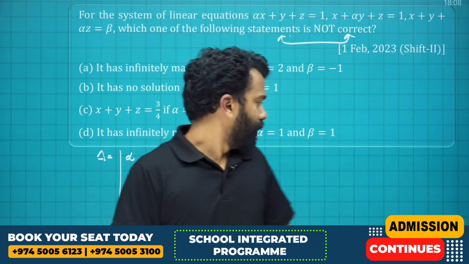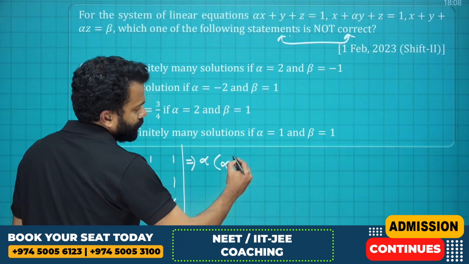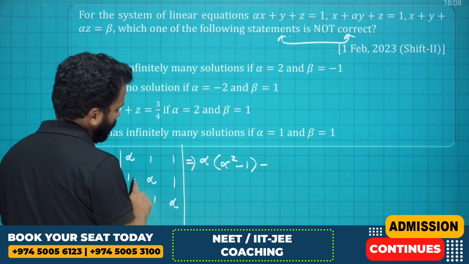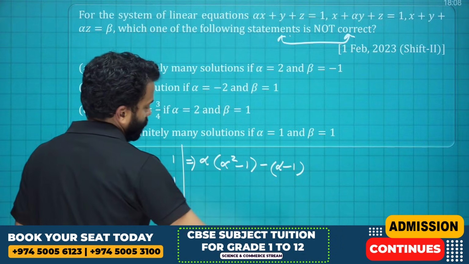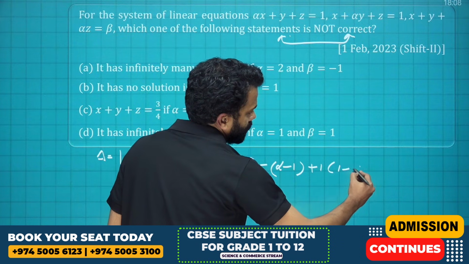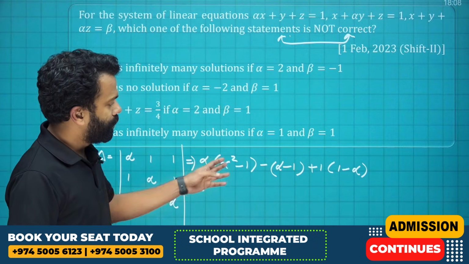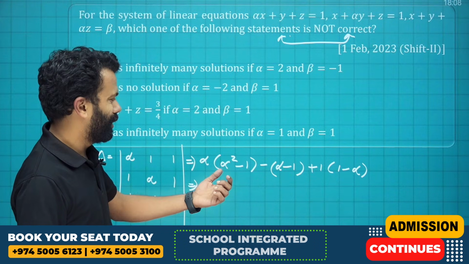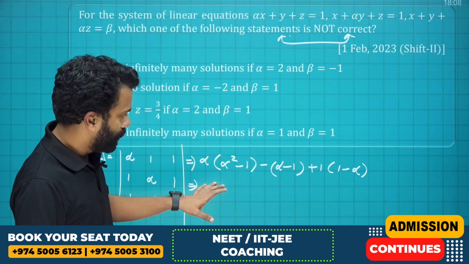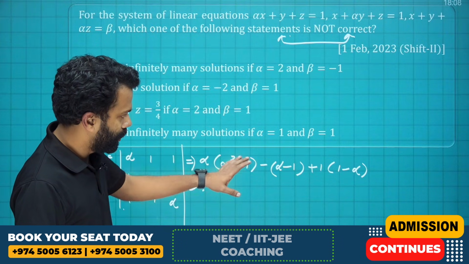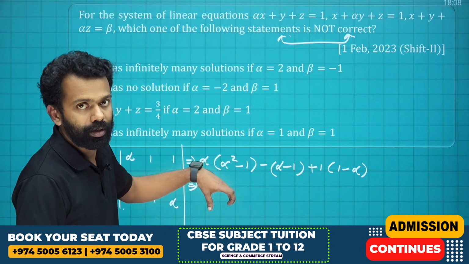Then if you open it, it will be alpha into alpha square minus 1, minus 1 into alpha minus 1, and plus 1 into 1 minus alpha. If you open the brackets, it will be a cubic equation, and we have to go through some tedious steps to operate that. So there is one method which we can do from here itself. If you filter it properly, it will reduce to a quadratic equation.